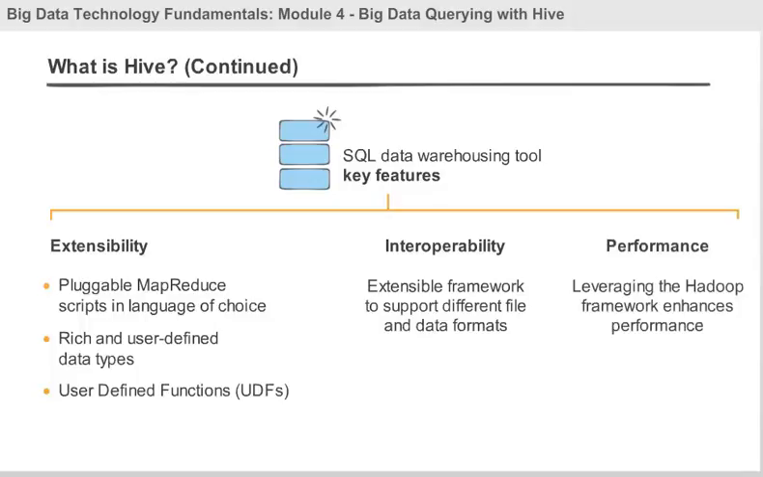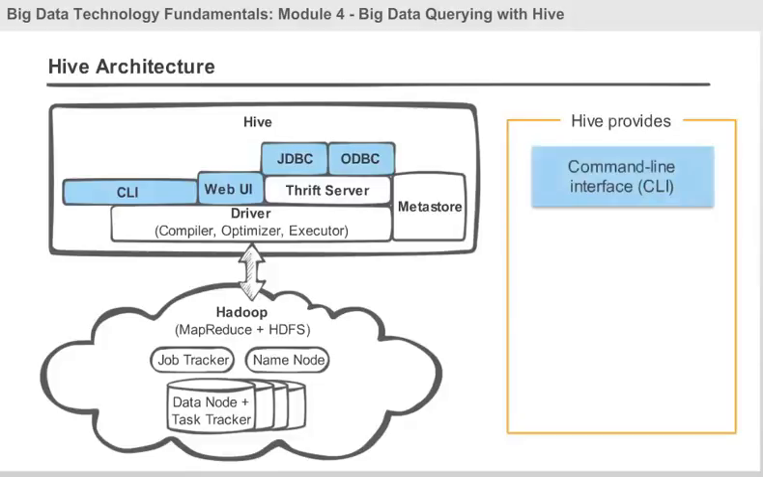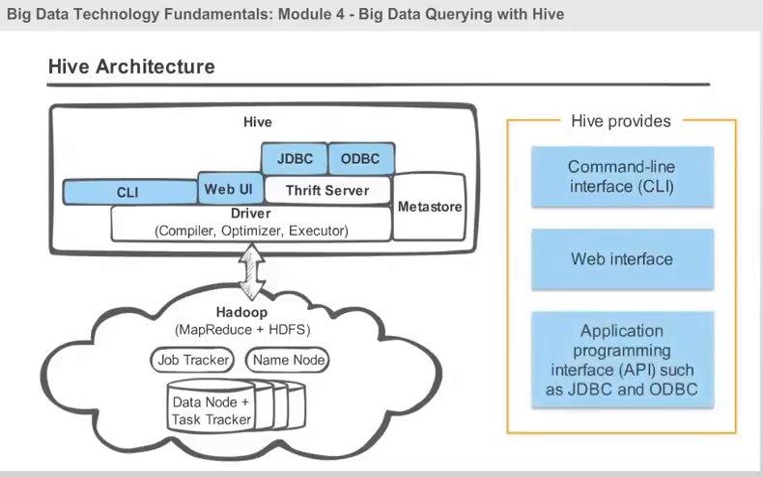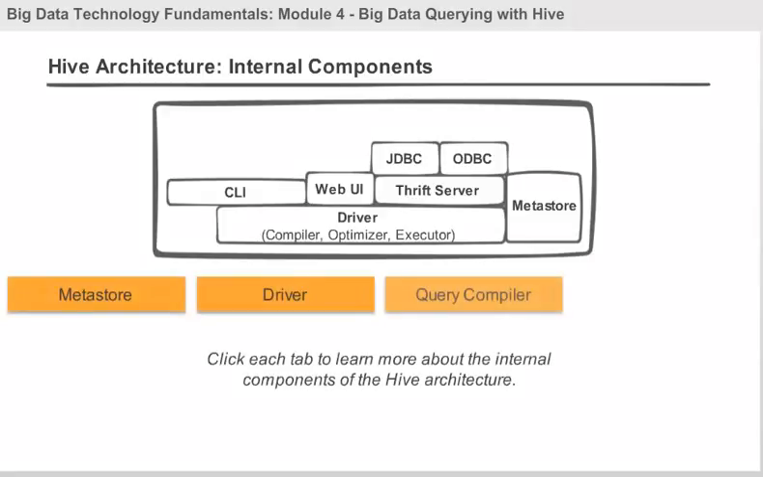Hive has different subcomponents that communicate with the underlying Hadoop framework as a single unit. For user interfaces, Hive provides both a command line interface and a web user interface. Hive also provides APIs, or application programming interfaces, such as JDBC and ODBC. The diagram shows the different components that constitute Hive architecture. Click each tab to learn more about Hive architectural components.